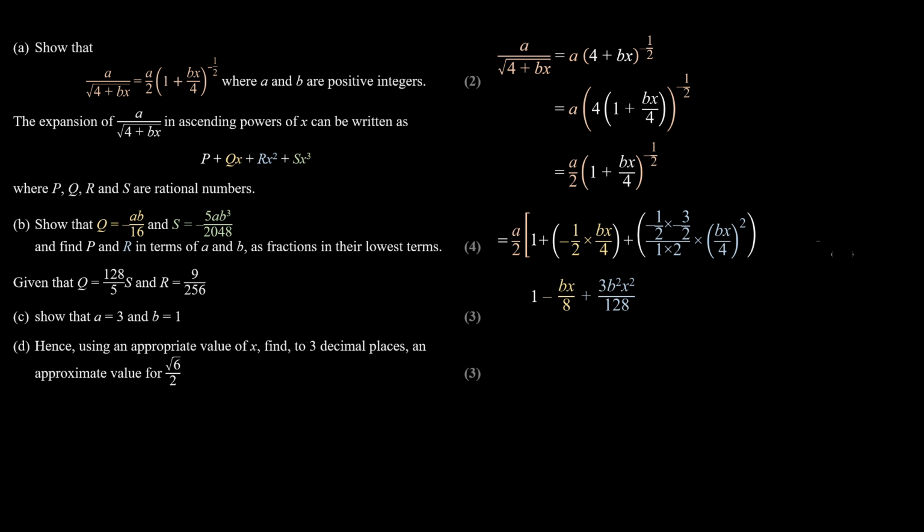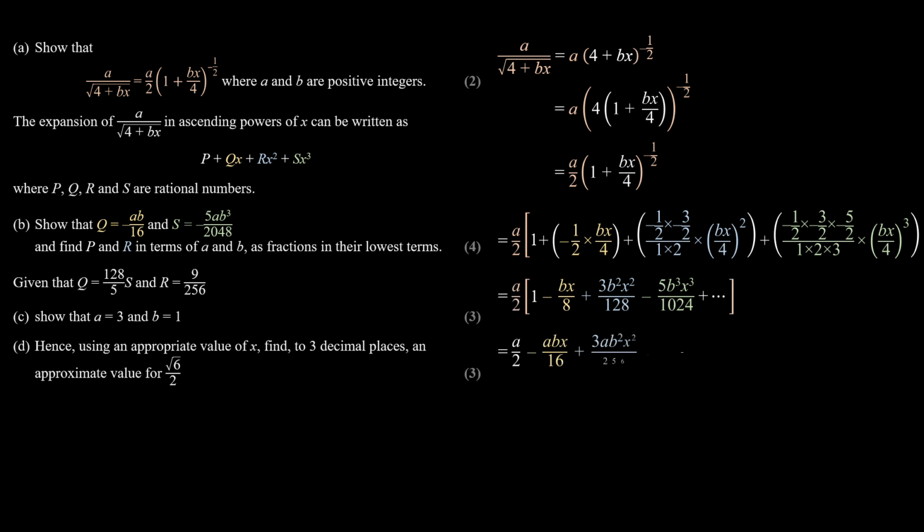The fourth term is negative half choose 3 multiplied by (bx over 4) cubed, which simplifies to negative 5b cubed x cubed divided by 1024. Multiplying the entire expression by a over 2 gives the coefficients of the expanded expression. Here, p equals a over 2, q equals negative ab over 16, r equals 3ab squared over 256, and s equals negative 5ab cubed over 2048.